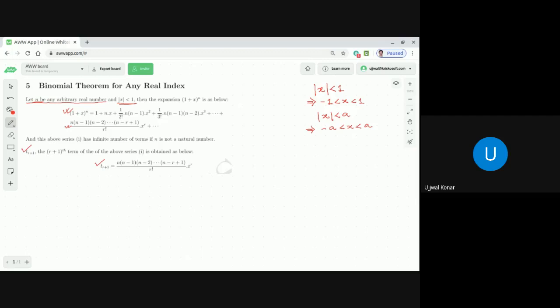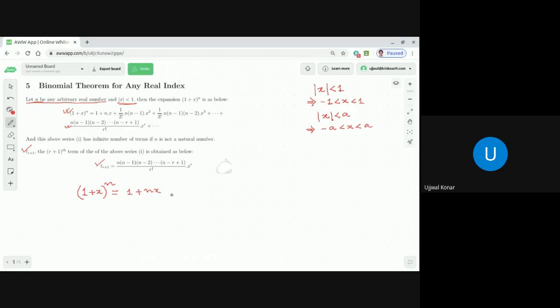Okay? More specifically, I can say that it is between -1 and +1. Then, due to approximations, we do not consider terms from 1 by factorial 2 onwards. What I'm saying is that for (1 plus x) power n, you are going to get something like this: 1 plus n into x. Remember, x is a fraction.